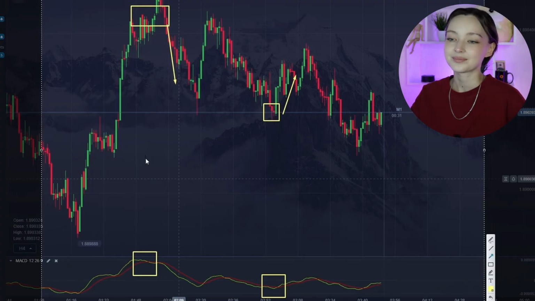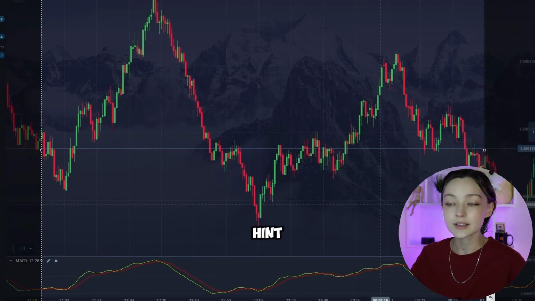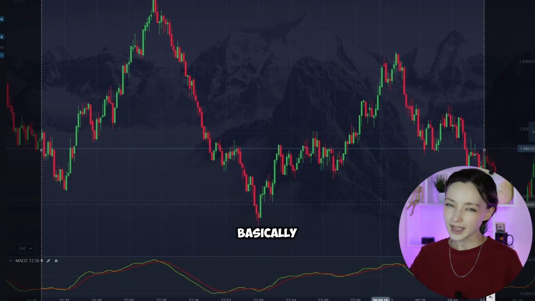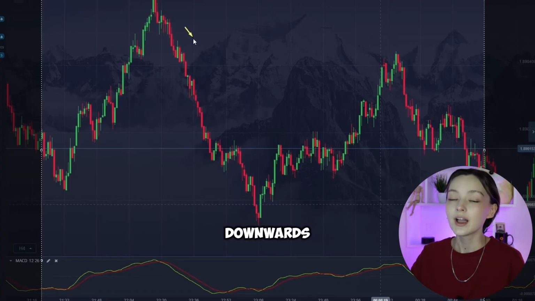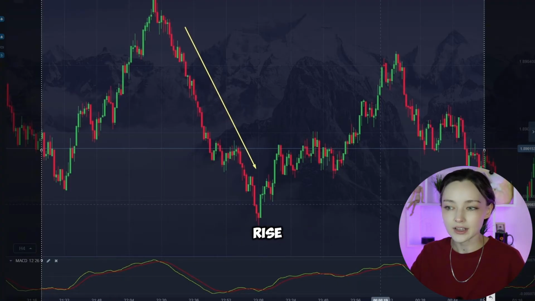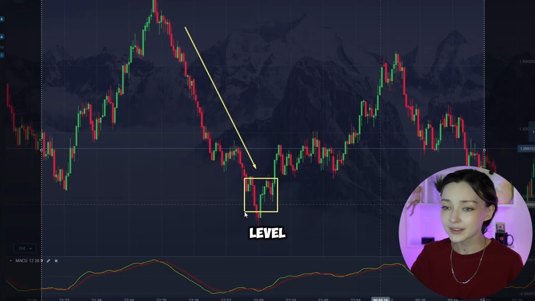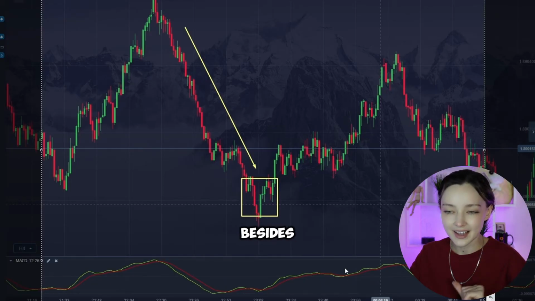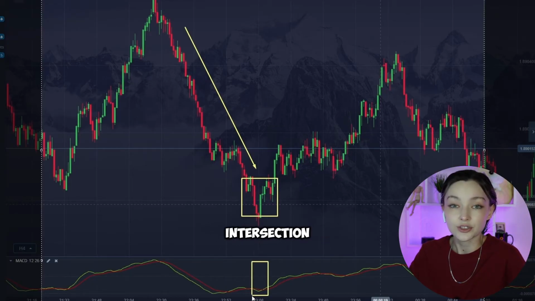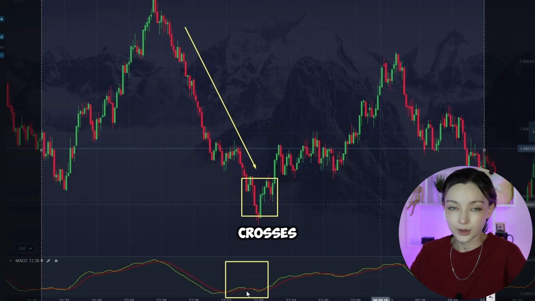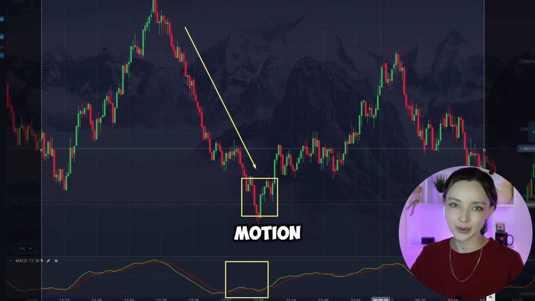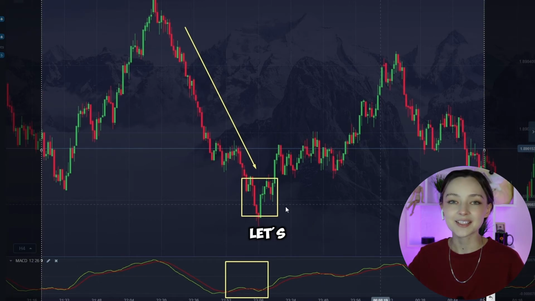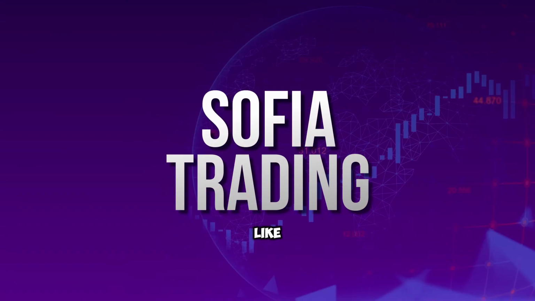So these intersections hint on the trend switch. Basically, if we see the overall chart courses downwards while the price is starting to rise on a more local level, and besides that, we can see an intersection where the green line crosses the red one upwards, all of this indicates the upward motion continues. Now let's finally get to practice and see what it looks like.